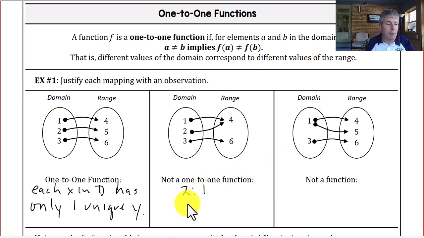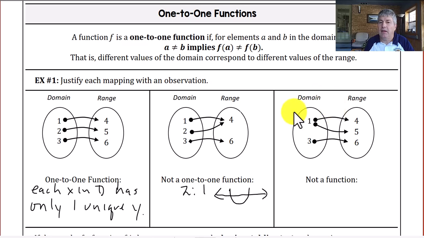So this would fail the horizontal line test. We haven't seen that yet, but we will take a look at that as well. A parabola fails the horizontal line test because our horizontal line passes through our parabola at two different locations. So a parabola, while a function, is not one-to-one.